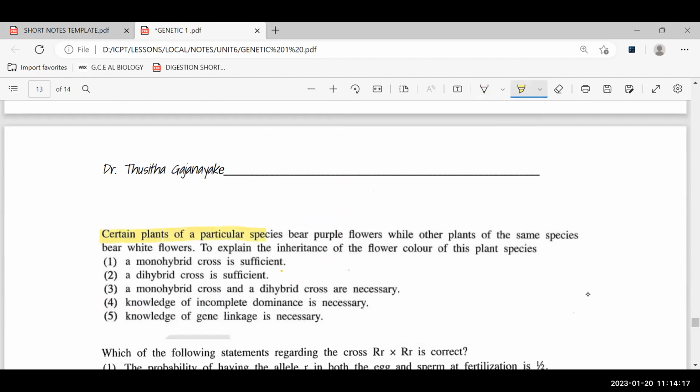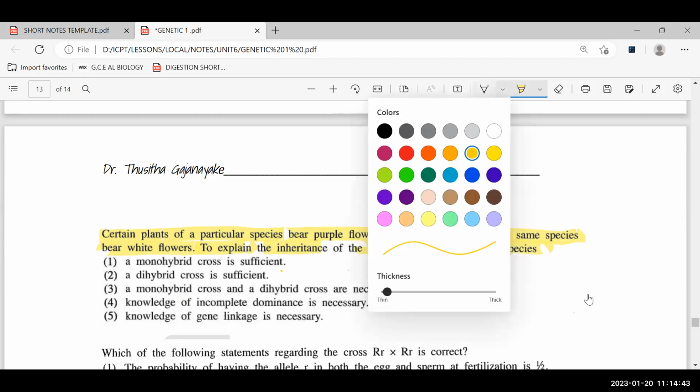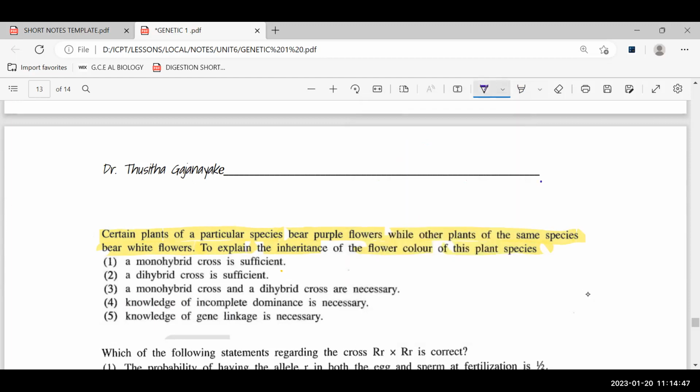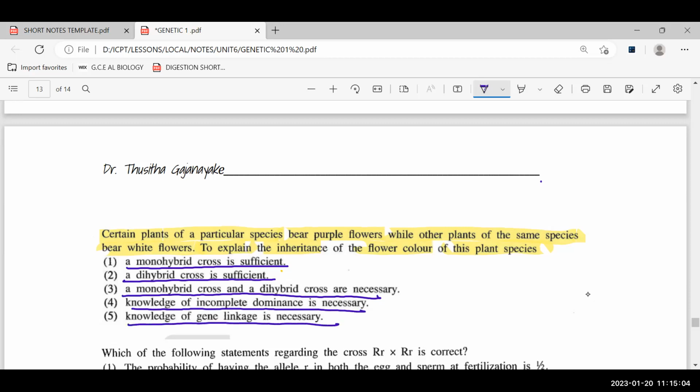Certain plants of a particular species bear purple flowers, while other plants of the same species bear white flowers. So that is something we learned, the pea plant, purple flowers and white flowers. To explain the inheritance of the flower color of this plant species: monohybrid cross is sufficient, dihybrid cross is sufficient, monohybrid and dihybrid cross both, and so on. Okay, we haven't done this one. Fourth and fifth we haven't covered because they are not covered under Mendel genetics.